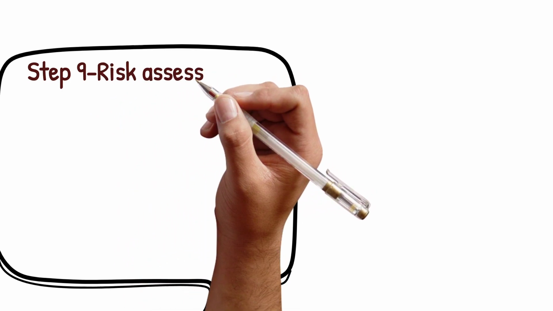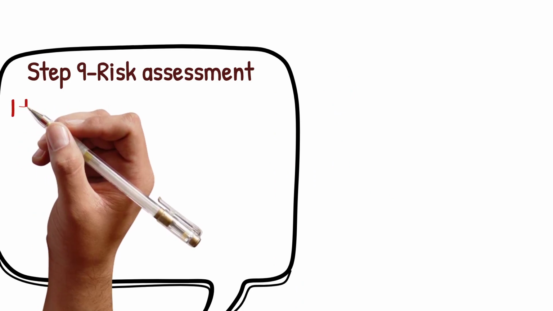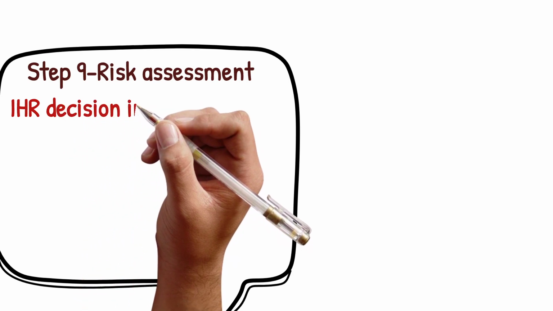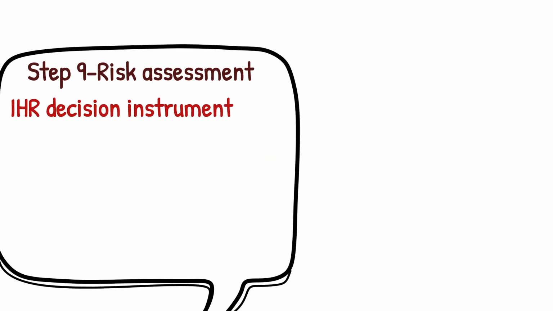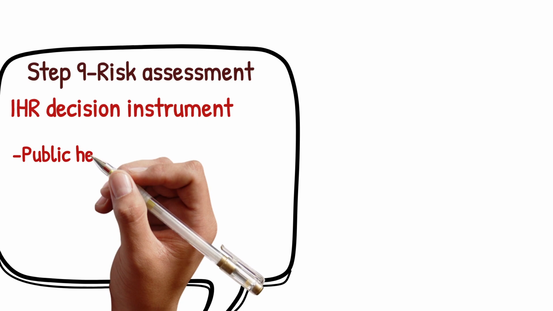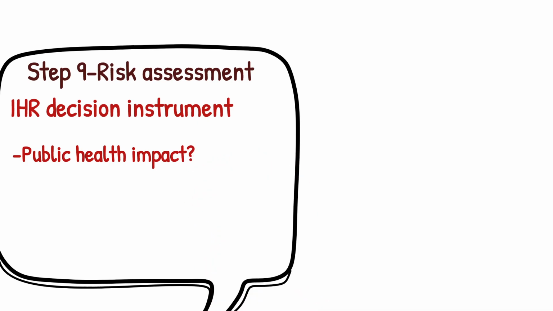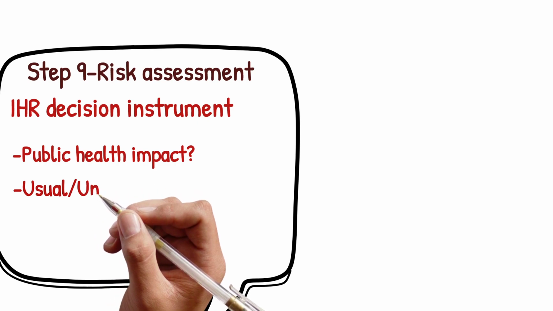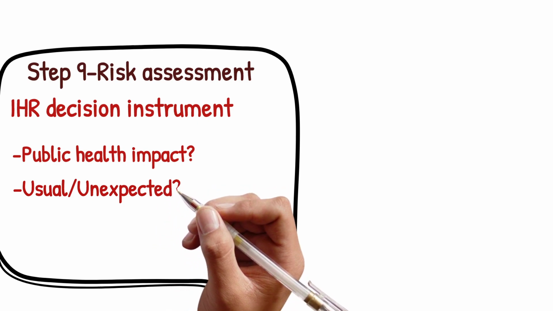This step actually involves the risk assessment. We conduct a risk assessment to determine if the outbreak poses a potential public health emergency of international concern, and the International Health Regulations decision instrument in Annex 2 is usually utilized, whereby we can carry out a survey based on the following questions. Is the public health impact of the event serious? That will be the first question. Secondly, is the event usual or unexpected? So the answer can be yes or no. Meaning, has there ever been a case of that nature, or is it unexpected?